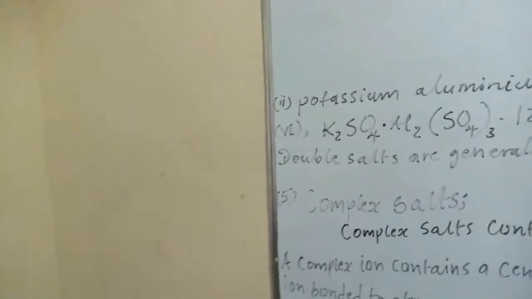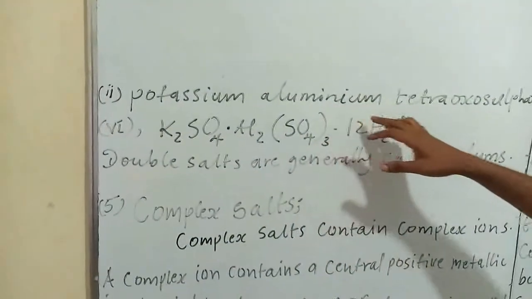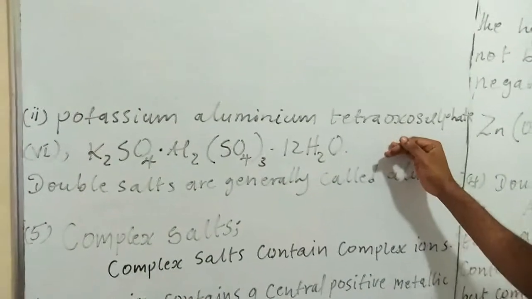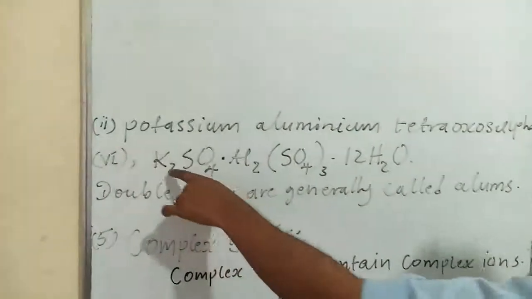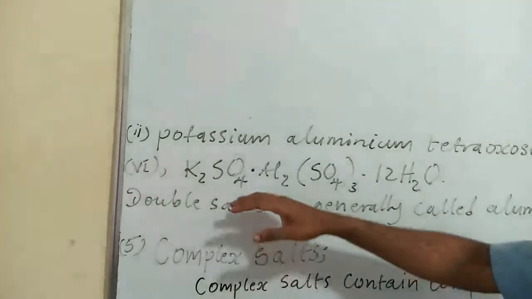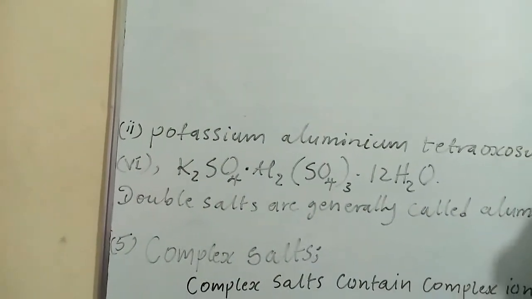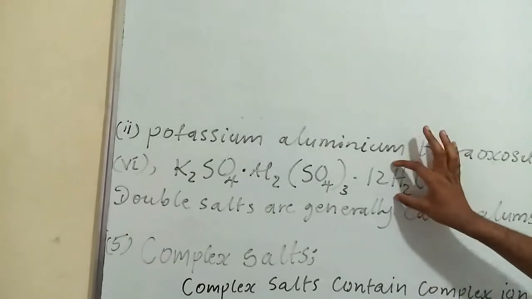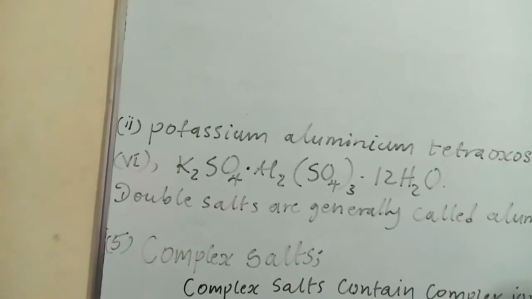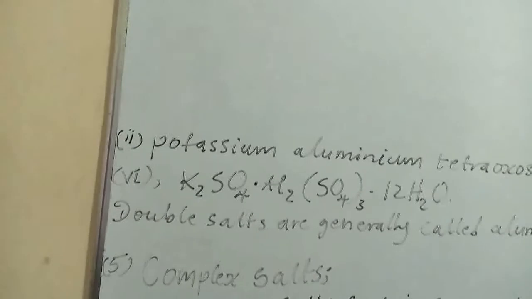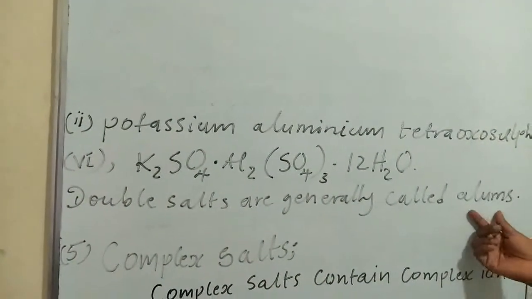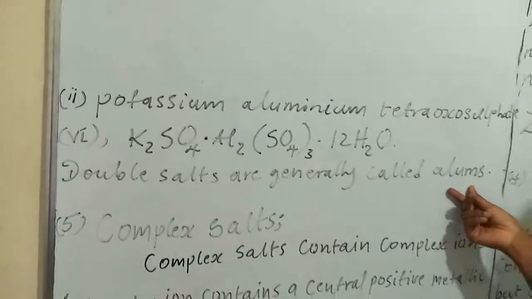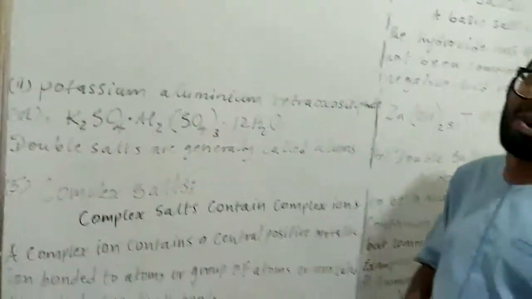Let's look at another example of a double salt. Potassium aluminium tetraoxosulfate(VI). This is the formula. It is also a crystalline salt because you have seen water of crystallization in the salt. Now, look at this caption that double salts are generally called alums. I don't know if you have seen an alum before. What is it used for?